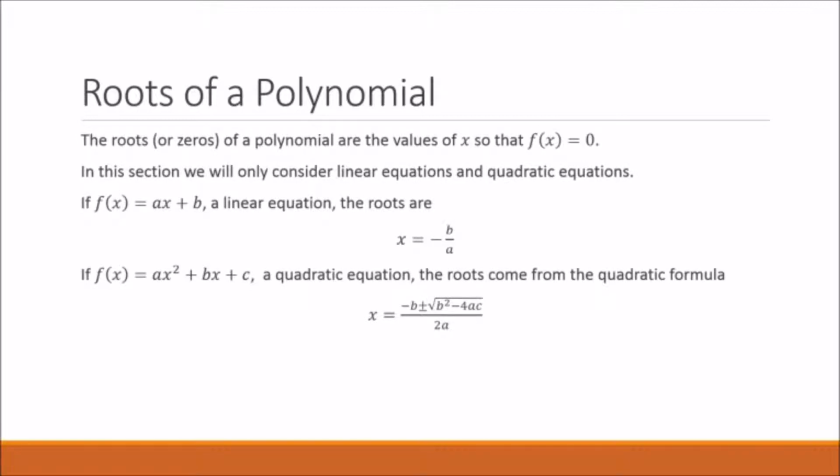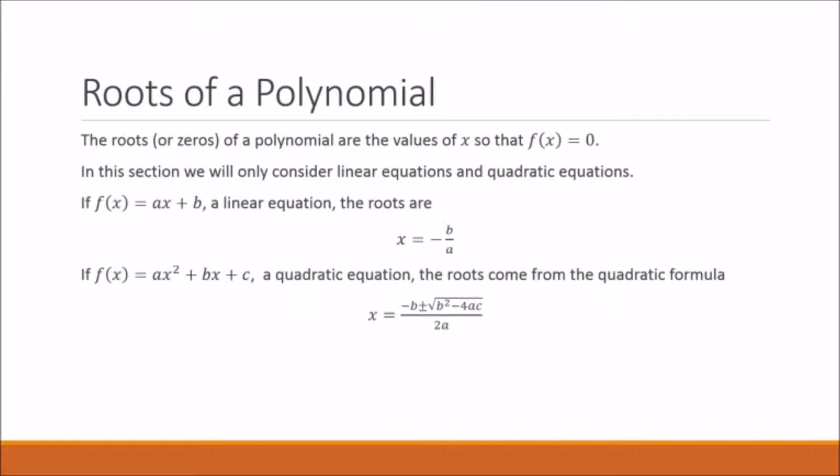So if we're looking at the roots of a polynomial, the roots are the values of x so that f of x equals 0. In this section, we're only going to consider linear equations and quadratic equations, though we can also consider cubic equations and up. So if f of x is equal to ax plus b, just a linear equation, the roots are x equals negative b divided by a. And we get that just by setting f of x equal to 0 and solving for x.